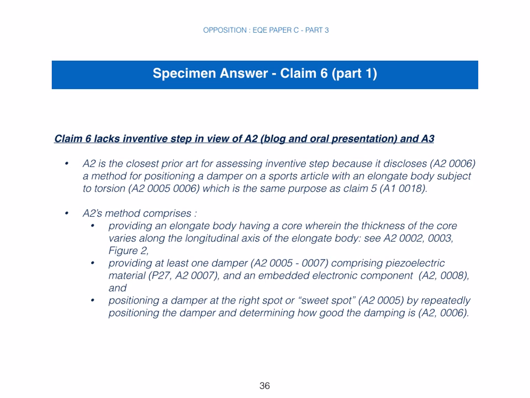Then, what does A2 disclose? A2's method comprises providing an elongate body having a core wherein the thickness of the core varies along the longitudinal axis of the elongate body. See A2, paragraphs 2, 3, and figure 2.